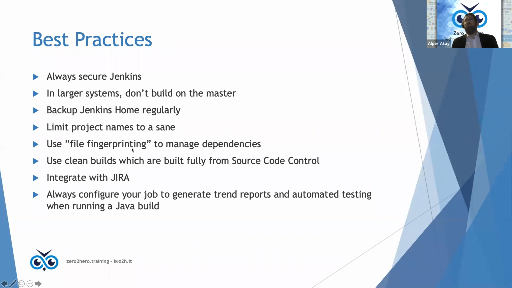Use file fingerprinting to manage dependencies. There could be dependencies with the same name, etc. If you use file fingerprinting, they will be unique. You will be sure about it. Use clean builds, which are built fully from the source code control. So always get the latest code from the source code control.